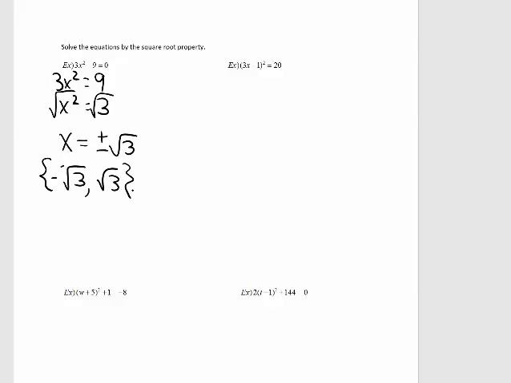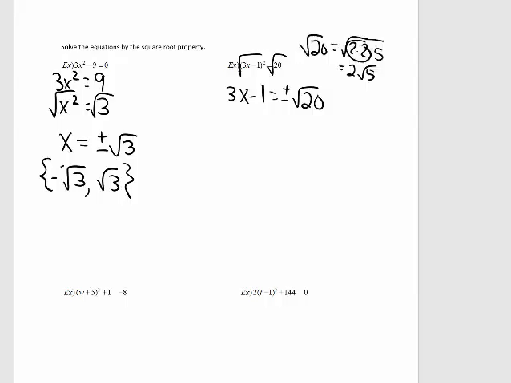All right, let's take a look at the next example. Now, notice the squared part is all by itself. So right now, I'm going to take the square root of both sides. Well, the square root of 3x minus 1 squared is 3x minus 1. Again, don't forget the plus or minus the square root of 20, square root property. So now let's pull out the perfect roots of 20. And that simplifies to 2 times the square root of 5.